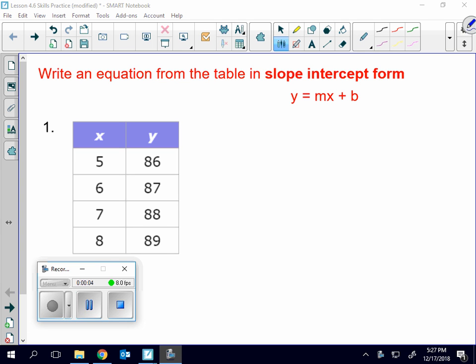Hello, this is lesson 4.6. We are going to just write equations from tables for today. And we want to write our equation in slope-intercept form, which of course is y equals mx plus b.